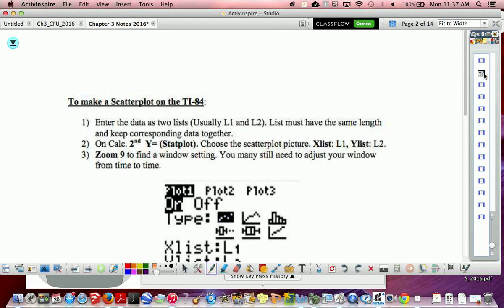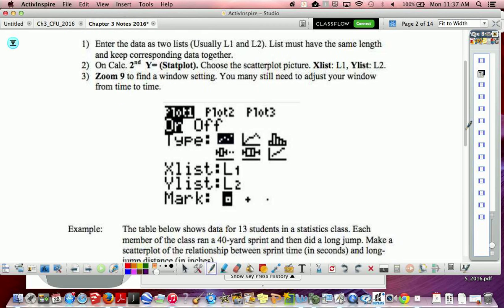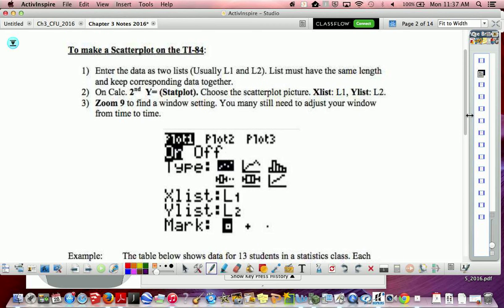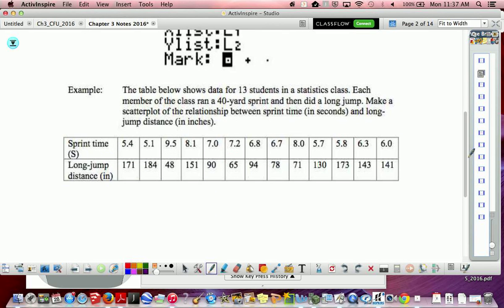So, how to make a scatter plot on your calculator. Here are the basic directions. We're going to use these directions for this particular example. The first thing it says is to enter the data into your two lists. Usually you put them in as list 1 and list 2. So let's take a look at this example and do that first step.